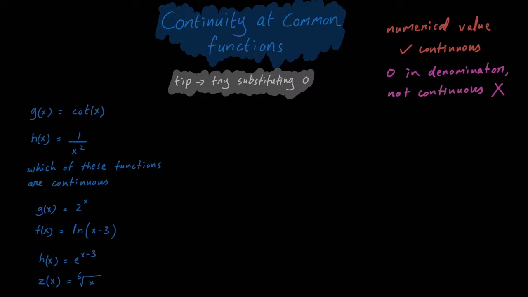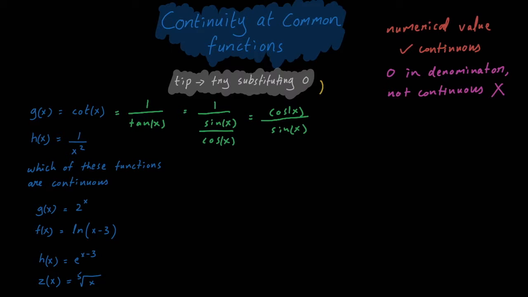So anytime we have a numerical value as an answer, it would be continuous. And anytime we have a zero in the denominator or any other way it is not defined, then it is not continuous. So our first question is cot of x. I'm imagining that everyone has memorized the formula sheet by now. So we would know that cot of x is simply 1 over tan of x, and tan of x is sin x divided by cos x.